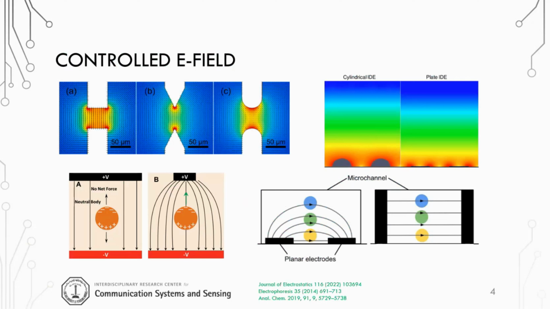Again, here, if we have interdigitated electrodes, which are electrodes that go into each other, something like this, this is the side view. For the IDE electrode, if we have cylindrical IDE, we can also see the electric field will be different from if we have plate IDE electrodes, which usually are planar electrodes. So different shape, different geometry will give us different electric field.